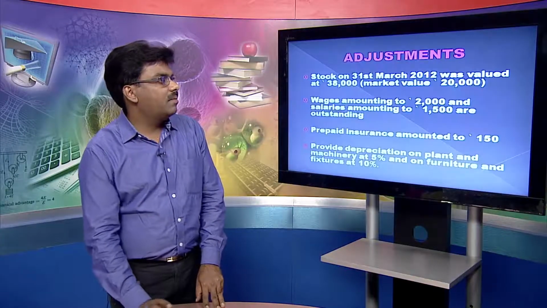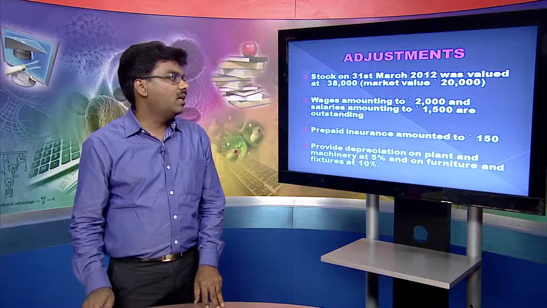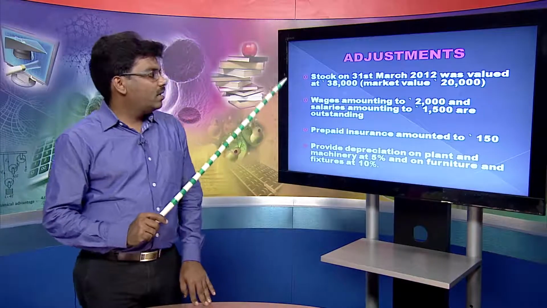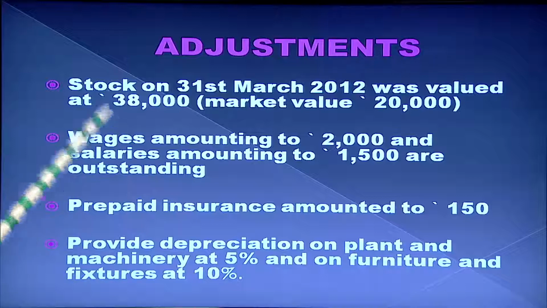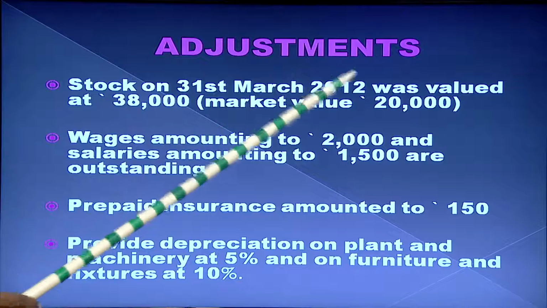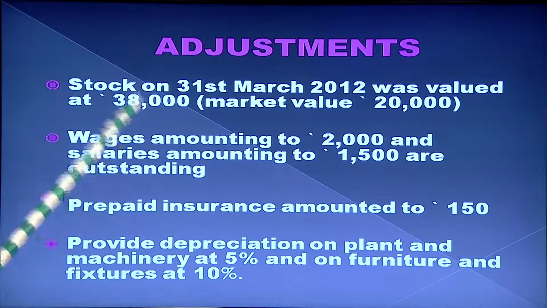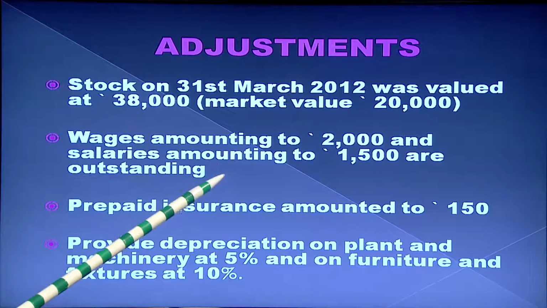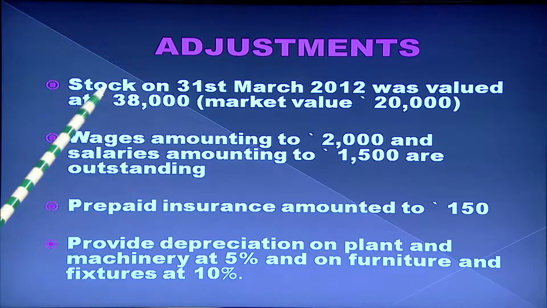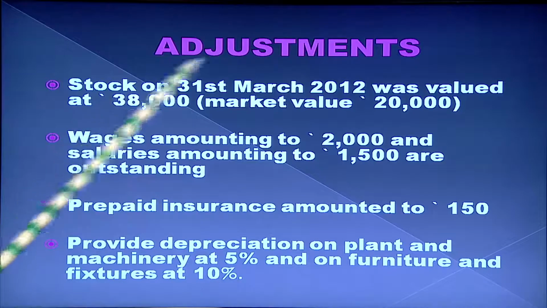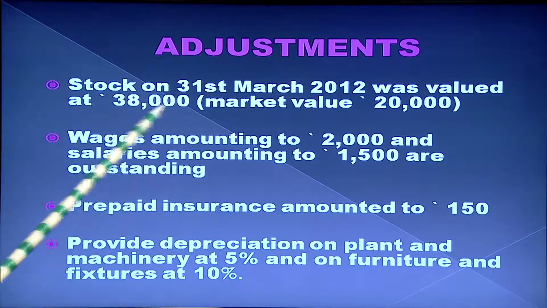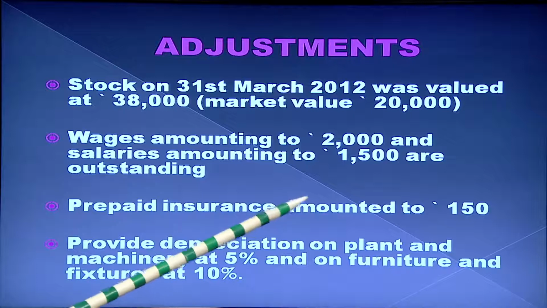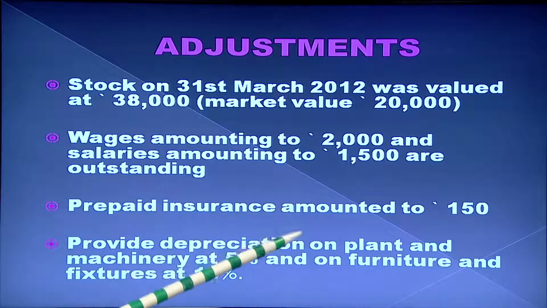Next, we study some adjustments. So, dear learners, here are 4 adjustments in your question. First is stock. Stock on 31st March 2012 was valued at rupees 38,000. Market value rupees 20,000. There is a rule for stock: cost price or market value, whichever is less. So, our stock will be valued at rupees 20,000.